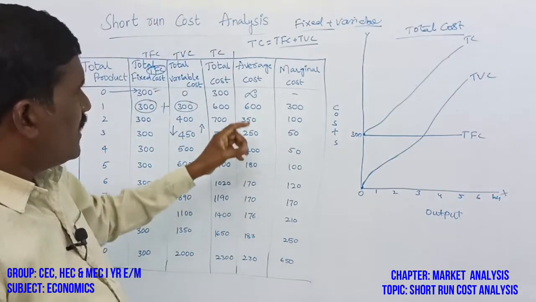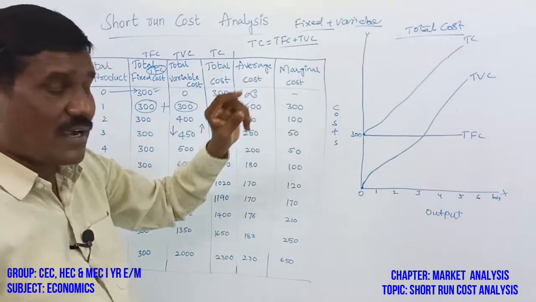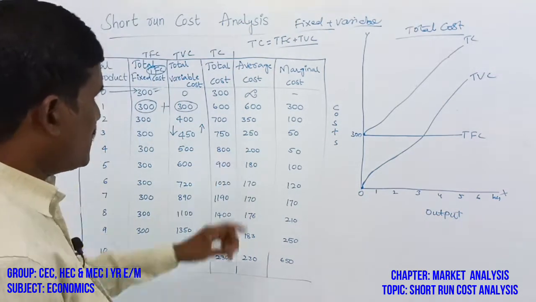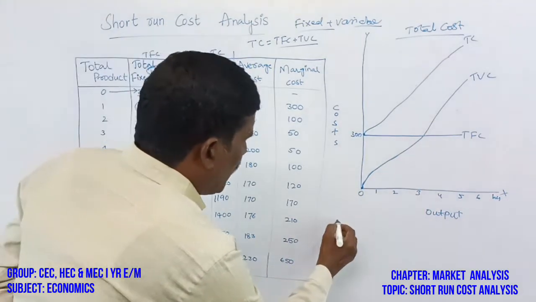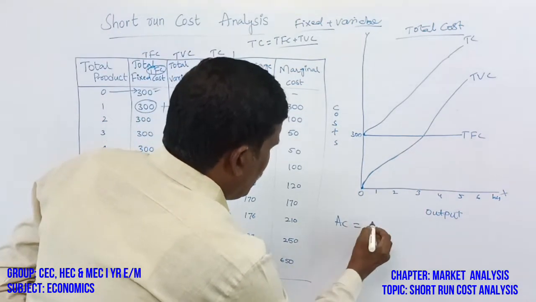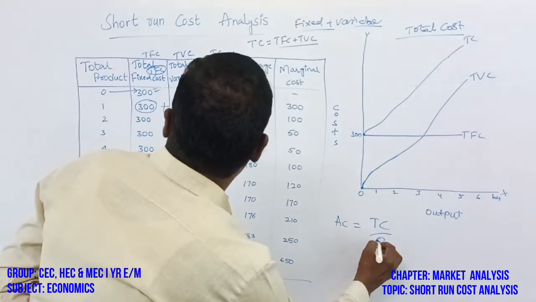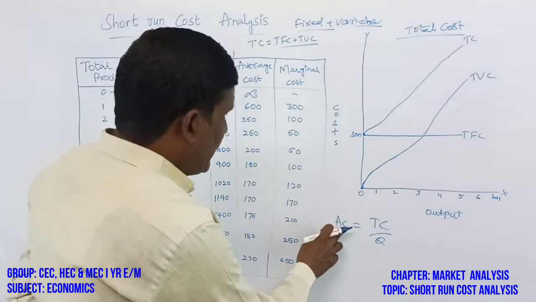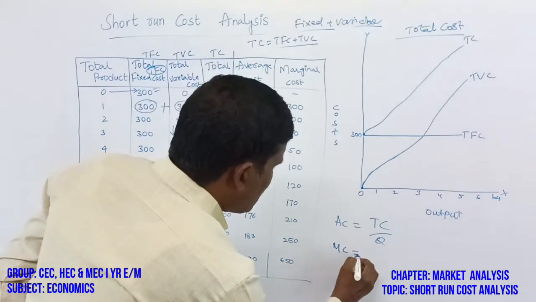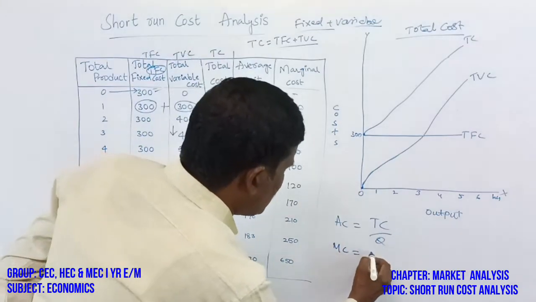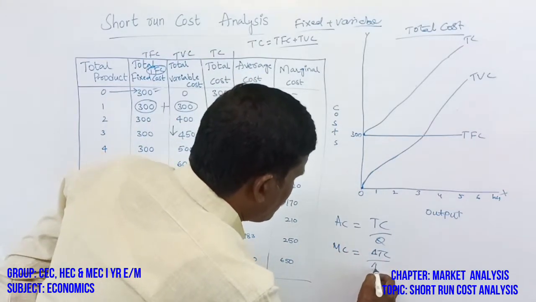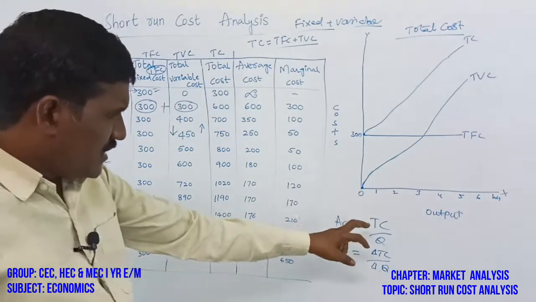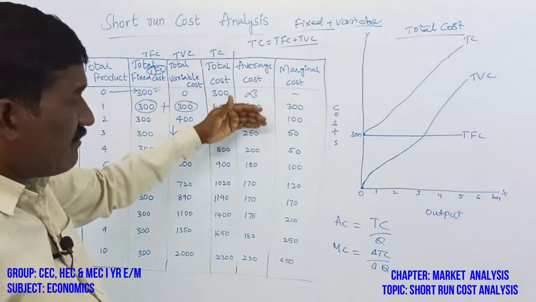And the second thing is average cost and marginal cost. How can we analyze the average cost and marginal cost? AC: if you want to find the AC, it is TC divided by Q. Q means production or output quantity. So we find the AC and the MC. How can we find the MC? MC is delta TC by delta Q.